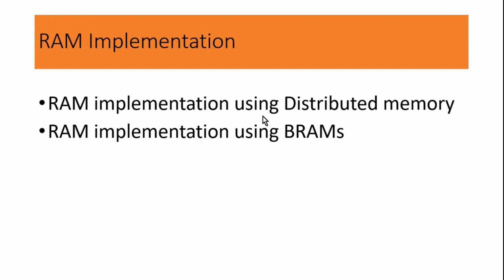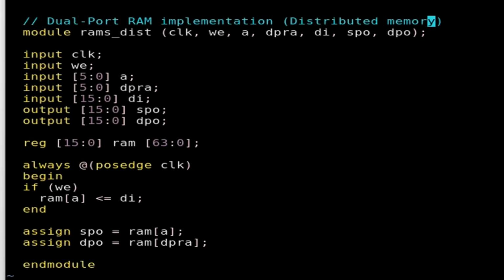Just for your information, only those LUTs located inside a slice M can be used for a distributed memory, but those LUTs located in slice L cannot be used as distributed memory. In the second example, we will see how we can implement RAM with the help of dedicated block RAMs available inside the FPGAs. Now let us discuss the first example, where we will implement a dual port RAM with the help of a distributed memory inside the FPGA.